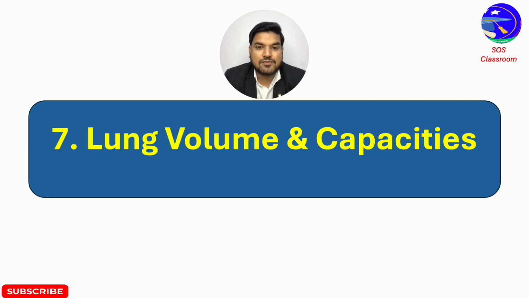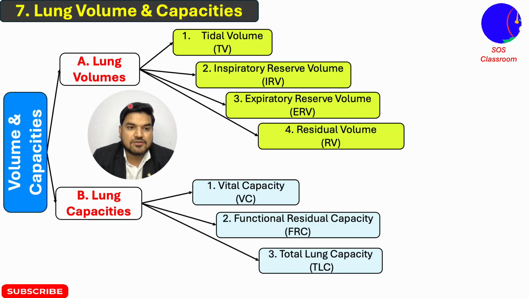Next is the lung volumes and capacities. What are the lung volumes, and what are the capacities of the lungs to hold air? First of all, you can see lung volumes. There are different types of lung volumes. First is the tidal volume, TV in short, then inspiratory reserve volume, IRV, expiratory reserve volume, ERV, and residual volume, RV. So these are the four volumes in the lungs.